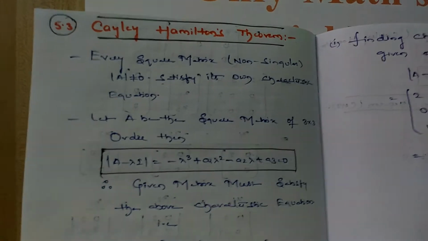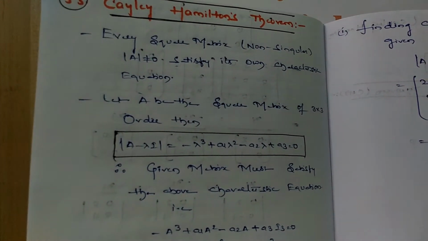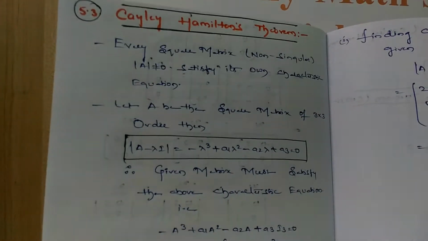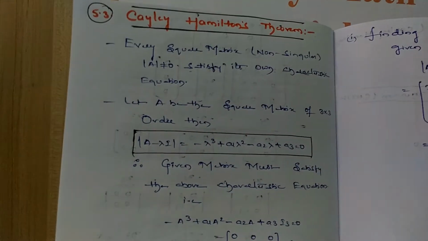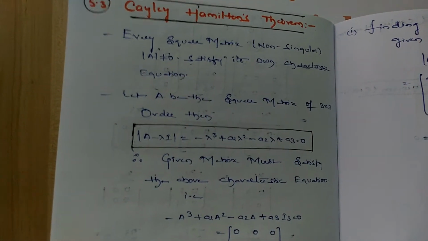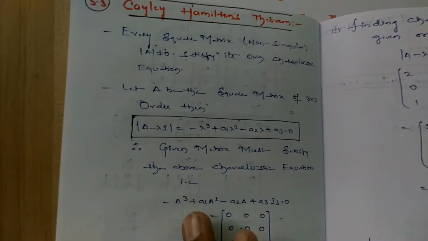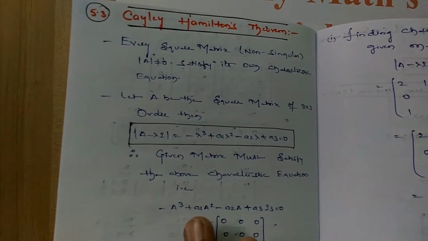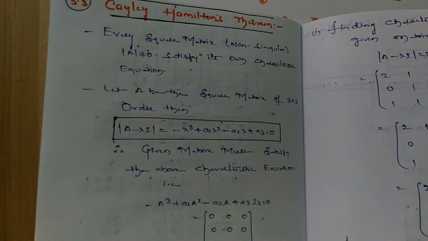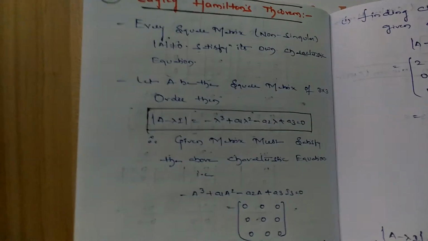Every square matrix that is non-singular, where the modulus, the determinant, is not equal to 0, will satisfy its own characteristic equation. For every non-singular matrix, the determinant should not be equal to 0. Every such square matrix has its own characteristic equation.